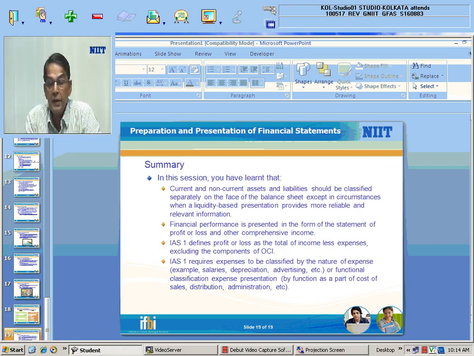Financial performance is presented in the form of statement of profit or loss or other comprehensive income, two statements, SOPL and OCI. IAS 1 defines profit and loss as the total of income less expenses excluding the components of OCI. IAS 1 requires expenses to be classified by the nature of expenses or by functional classification expense presentation. Like it can be classified by salaries, depreciation, advertising, etc., or functional classification expenses presentation like cost of sales, distribution, administration, etc.